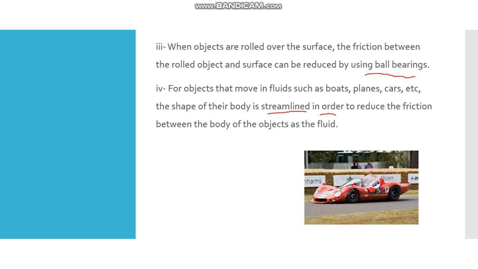Okay, so here is a figure. This is a sports car, and you can see that the front part of it is streamlined. Why is it so? Because streamlined objects help to reduce friction, hence the object moves easily. Okay, so these are the methods to reduce friction.